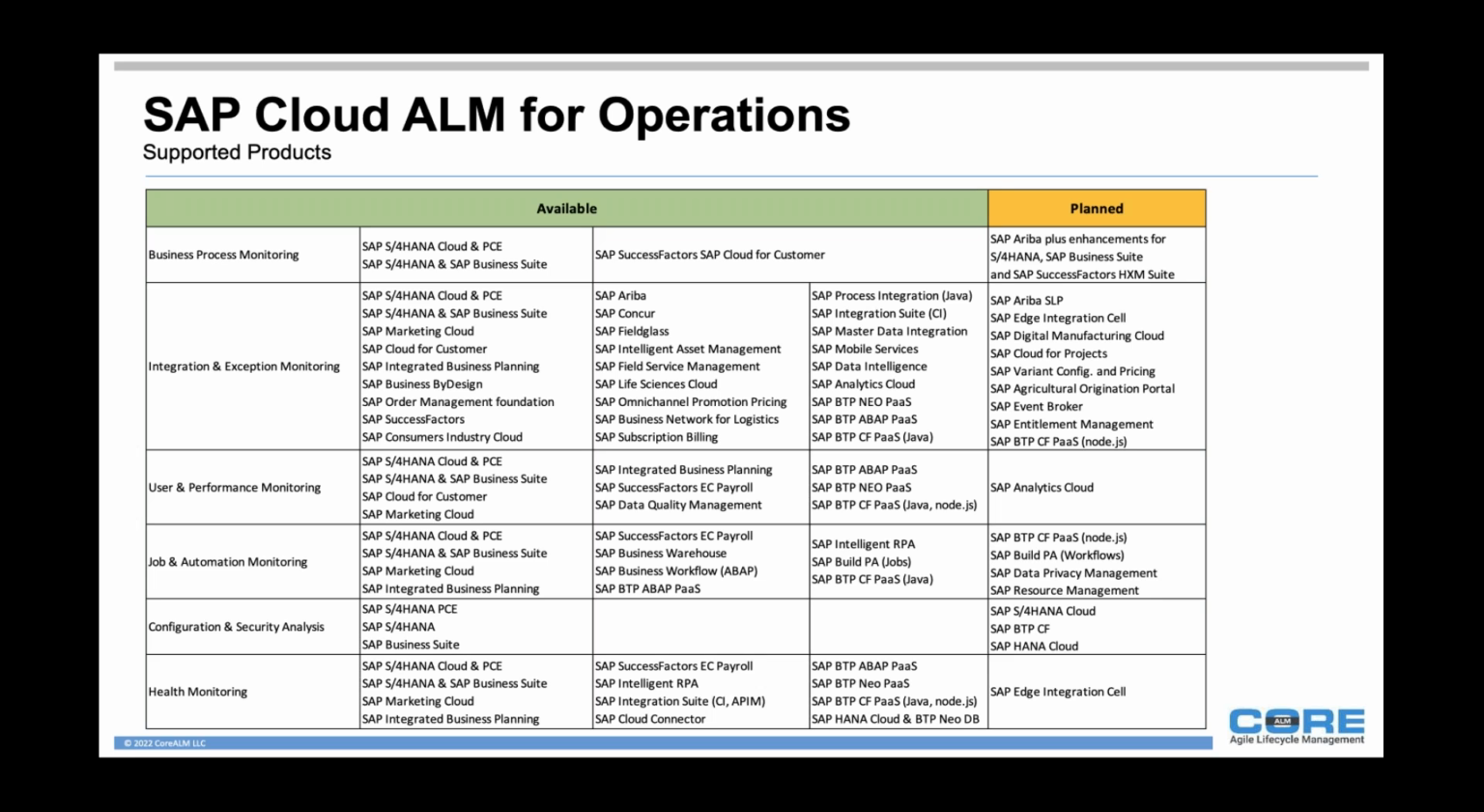C&SA, that's configuration and security analysis. You have limited products available here. So that's your S4 on private cloud, your S4 on-prem, and then your business suite on-prem, your current. So cloud is being planned, BTP Cloud Foundry is being planned, and then HANA on cloud is also being planned.